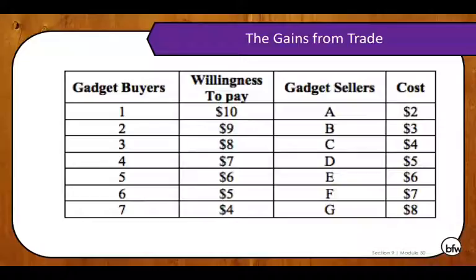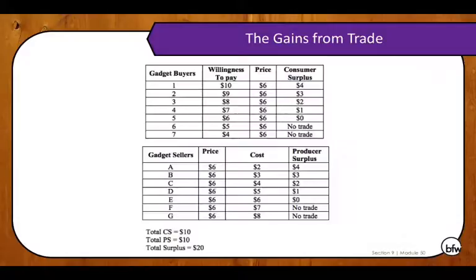Buyer 1 and seller A should be able to find a price that allows both to walk away happy. Likewise, it would be fairly easy for buyer 2 and seller B to negotiate an acceptable price. However, it would be impossible for buyer 7 and seller G to negotiate a price that allows both to gain. A quick glance at the table shows us that 5 gadgets will be bought and sold, and the 5th transaction will be made at a price of $6. In a competitive market, the trades will be made at the price of $6.